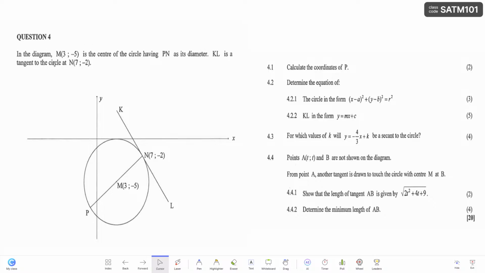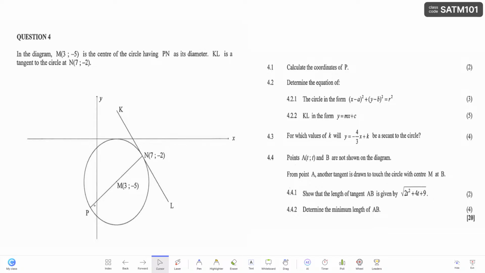Question 4, they said that in the diagram, M is the center of a circle, which is (3, -5). We also have P as our diameter, and KL is a tangent to the circle at N. N we are given is (7, -2). So first question, they said, calculate the coordinate of P. In order to calculate the coordinate of P, we're just going to use the midpoint formula.